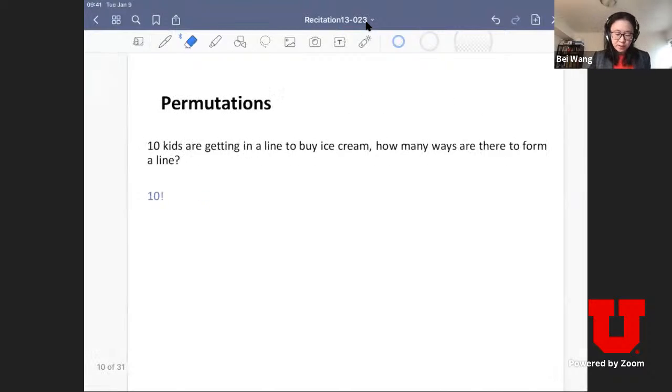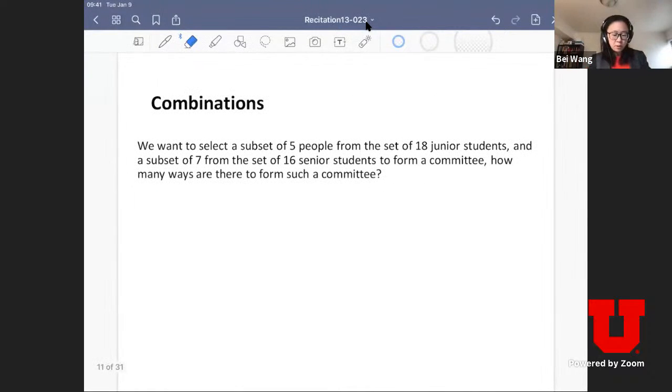Okay, so this should be easy. Let's move on to the next one. Okay, so we want to select a subset of 5 people from a set of 18 junior students and a subset of 7 from the set of 16 senior students to form a committee. How many ways are there to form such a committee? So again, a hint, we're going to use the multiplicative principle as well, because you have 2 steps, right? The first step, you're selecting 5 people from 18 junior students. The second, you're selecting 7 from the 16.